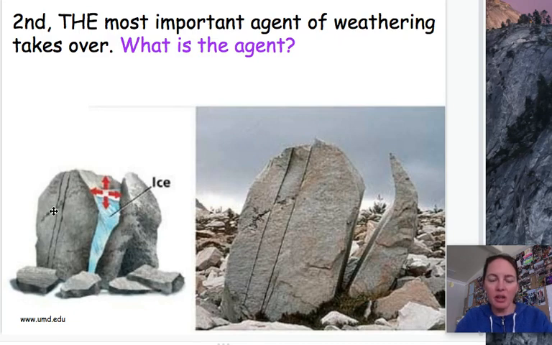The second type of, the most important agent of weathering takes over, and what do you think that agent is? So go ahead and look at these pictures. What is making these rocks break apart?